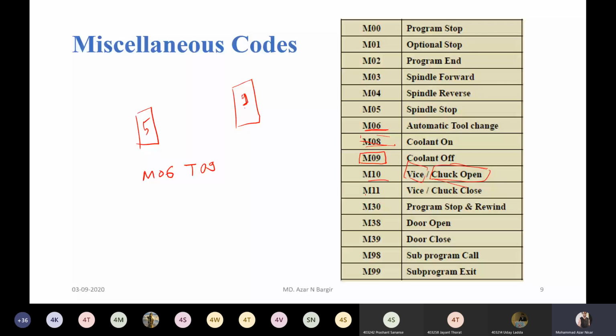Then in some machines, to open the door of your machine, this M38. In some machines these ports are available. If they have a provision, then this code will work. And then the last one is M98, which is for sub program call. I will explain this at the time of main program and sub programming when this M98 is used. When you want to exit that sub program, it will exit from it.